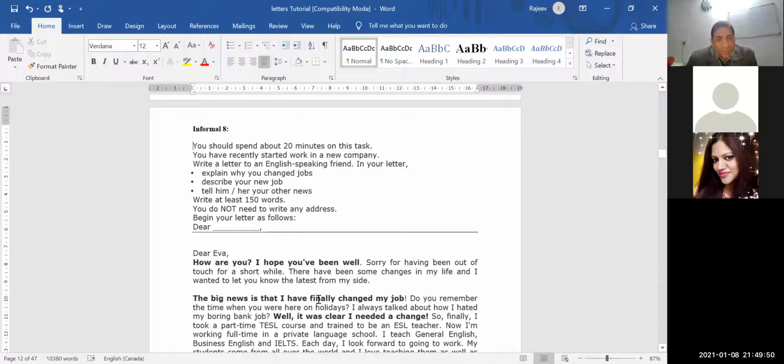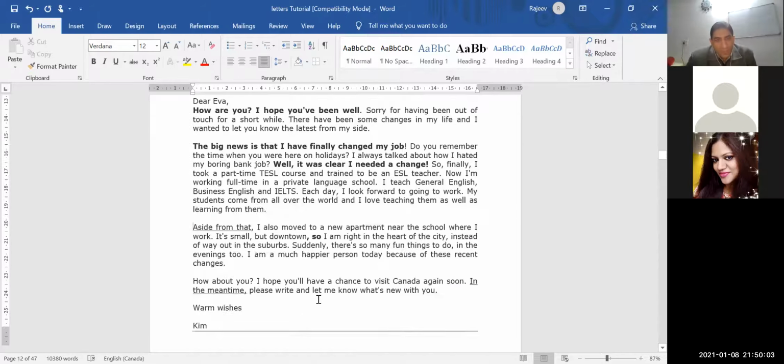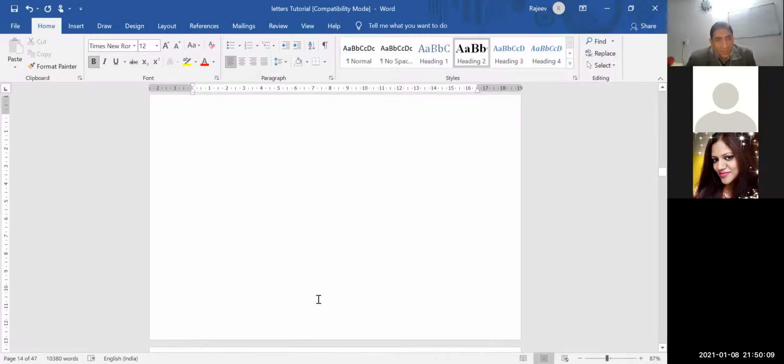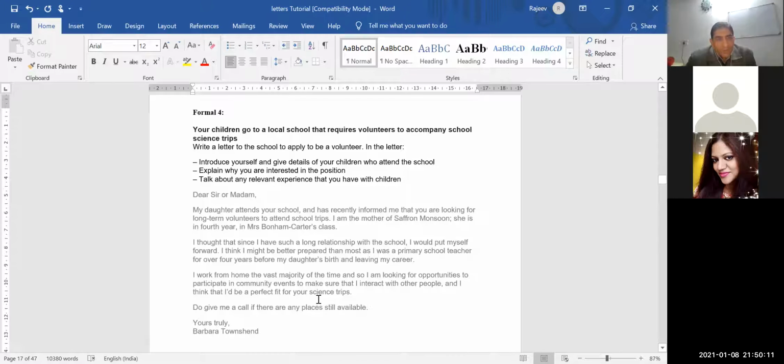Like this one: you should spend about 20 minutes on this task. You have recently started work in a new company. Write a letter to an English speaking friend. The moment the word friend comes, it is an informal letter, right? You are applying for a job. You can see that this is a formal letter. Your children go to a local school that requires volunteers to accompany school science trips. Write a letter to the school.